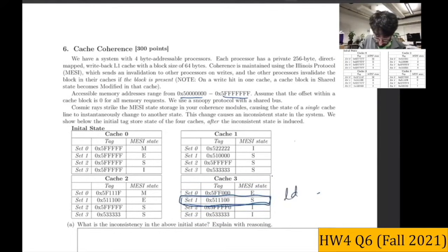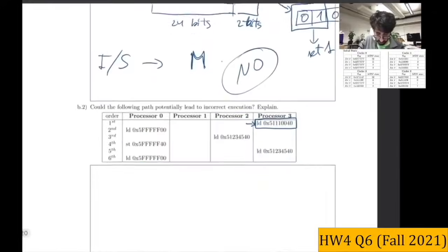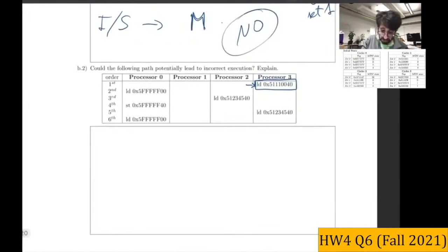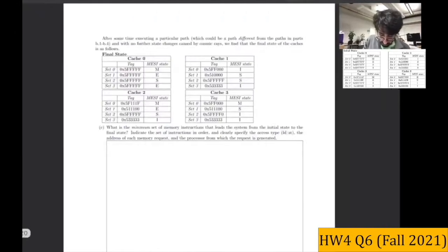What's the problem with this? We are loading this, and if you remember from the first question, this could actually be in shared or invalid state. If the initial state before the strike was invalid, we will be reading invalid data here. So the answer to this question, could the following path potentially lead to incorrect execution, is yes, because we could be reading some invalid data here. Okay, let's go to the next question.